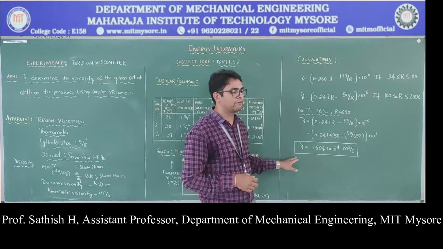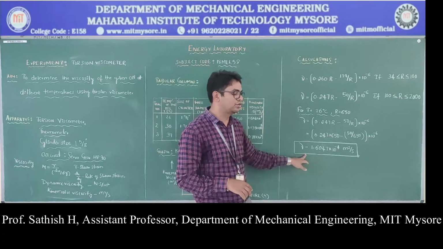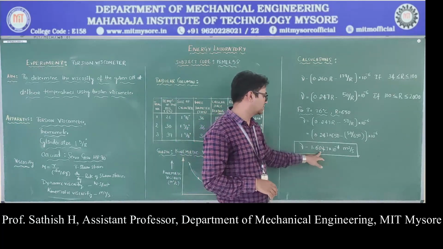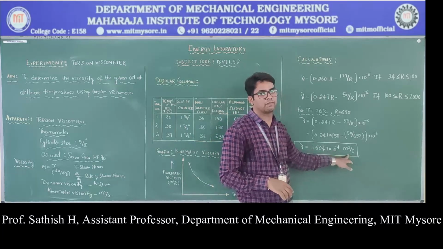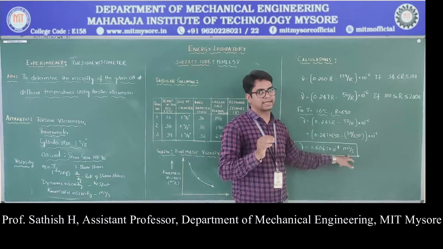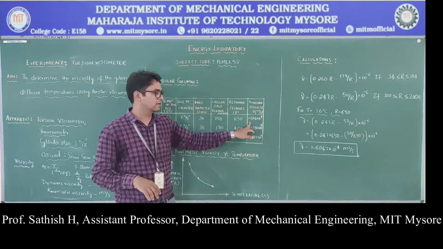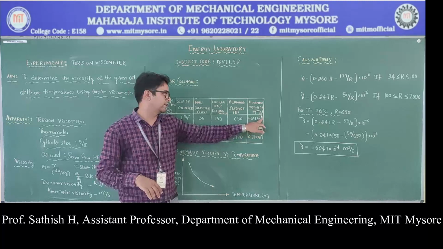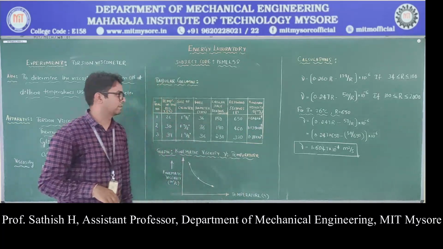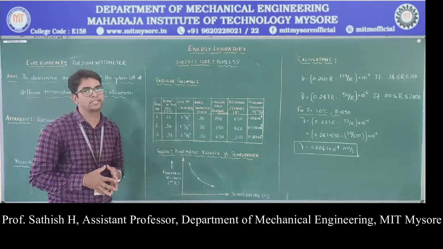After simplifying this, you will get the kinematic viscosity of the given fluid as mu is equal to 1.6047 into 10 to the power of minus 4 meter square per second. That is the unit for the kinematic viscosity. I have written the same thing here, 1.604 into 10 to the power of minus 4 meter square per second. Similarly, we have to repeat the experiments for the different oil temperatures.